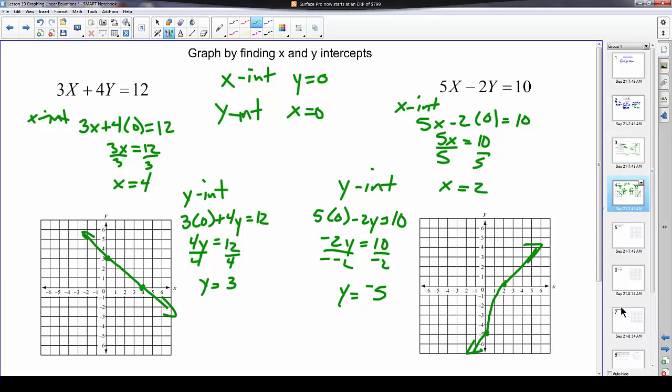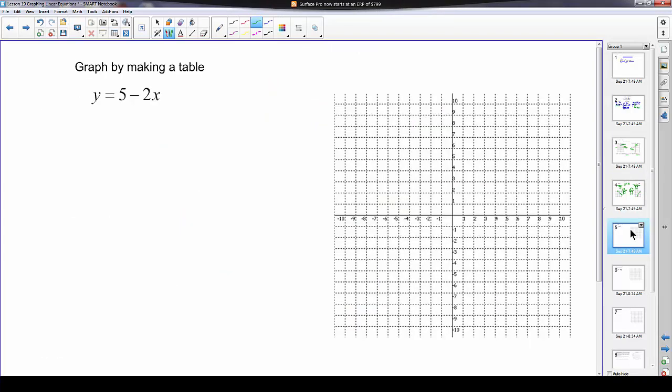And go forever. So now we're going to graph by making a table. And a table is basically consisting of choosing a few values for x and finding a couple values for y. So I'm going to pick 0, 1, and 2 are easy. I always pick 3 points. And I'm going to plug them into this equation and find out my y value.